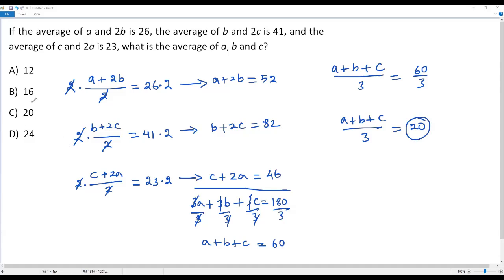We find 20 in answer choice C. The correct answer choice for this question is C.